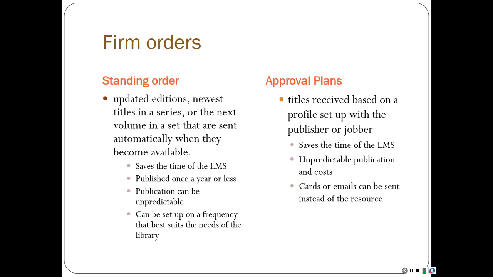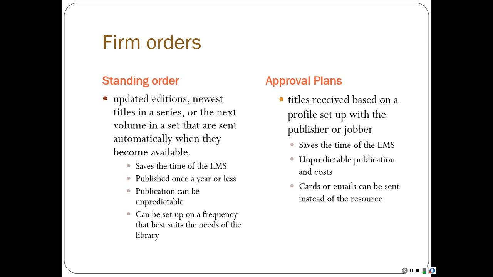Almanacs are also a well-known type of continuation that can be ordered through a standing order process. Standing orders save the time of the LMS. They don't have to monitor these titles that they know they want to add to the collection, and they know they won't miss an edition when it's published. Depending on the title, the frequency can be set up on a less than annual basis so that expensive titles don't have to be replaced each year, but maybe every other year or every 5 years.